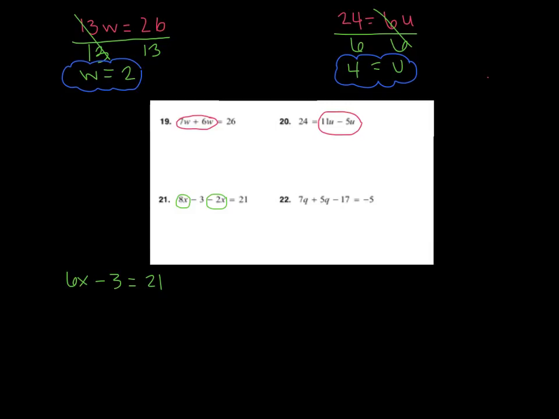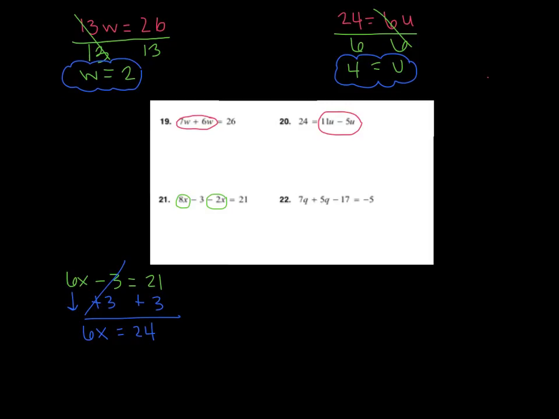Once you get your problem cleaned up on the left, you can start moving things around using your inverse operations. So the opposite of minus 3 is plus 3. So I'm going to add 3 to both sides. Positive and negative 3 will cancel, and I bring down my 6x. 21 plus 3 is 24.